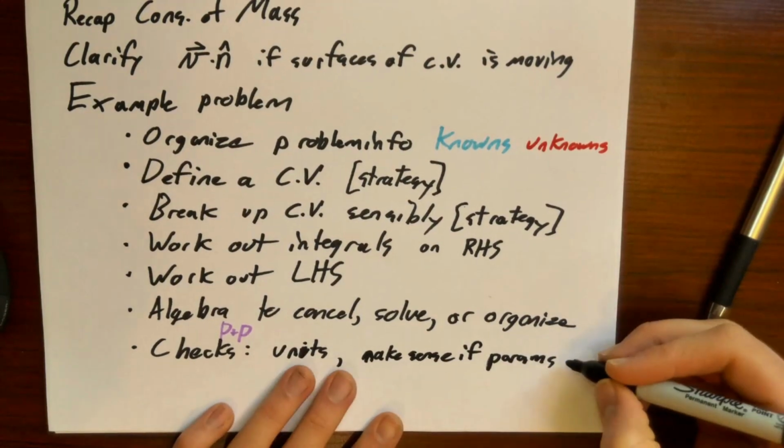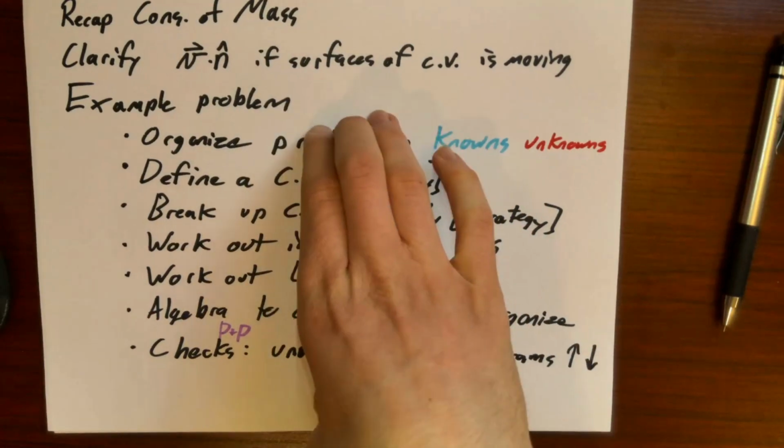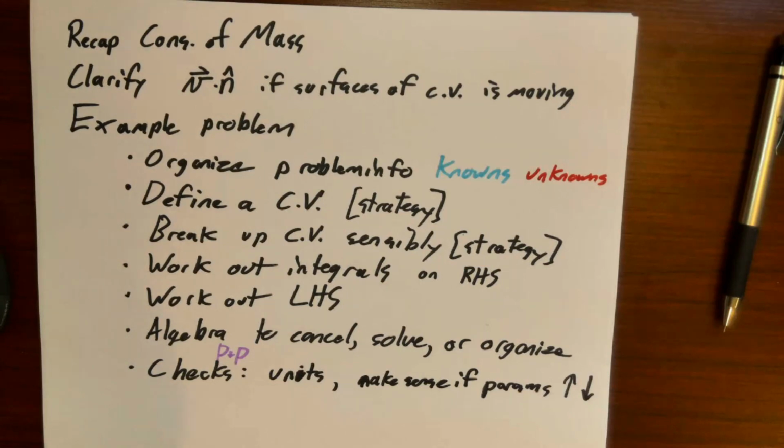To make sense if certain parameters go up or certain go down, right? That our result goes up or down in the right way, based on our parameters going up and down. So this is the problem solving methodology that we're going to use when we approach our example problem in this class.